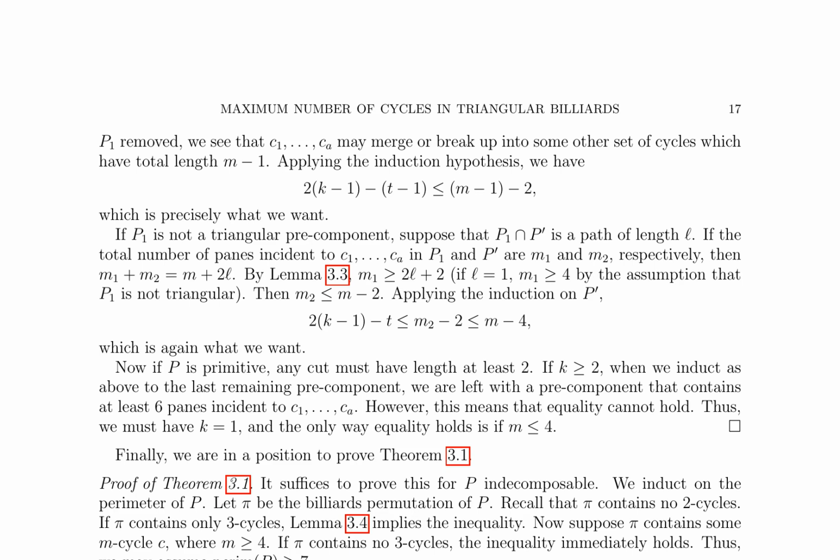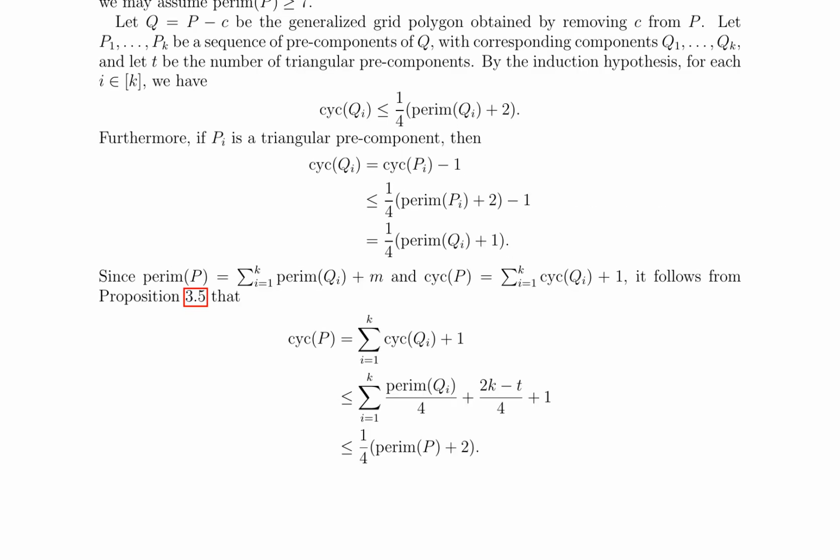If pi contains only 3 cycles, the inequality follows from lemma 3.4. If pi contains an m cycle C with m greater than or equal to 4, they remove C to obtain a generalized grid polygon Q and decompose Q into precomponents P1, ..., Pk. By the induction hypothesis, they bound the number of cycles in each Pi and then combine these bounds to obtain the desired inequality for CYC, P.